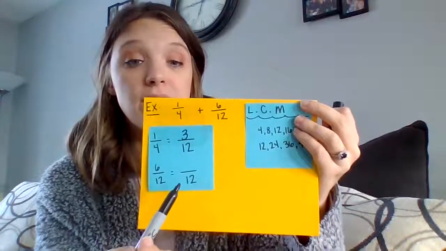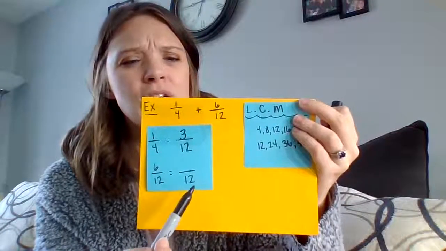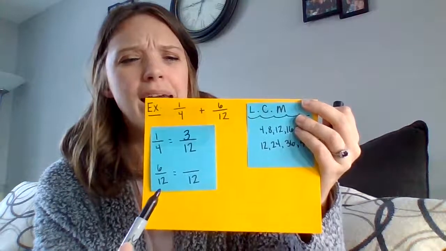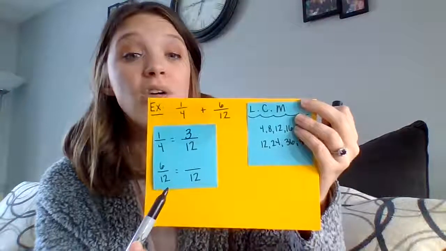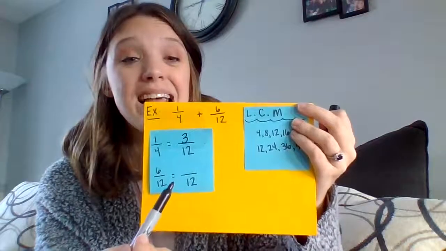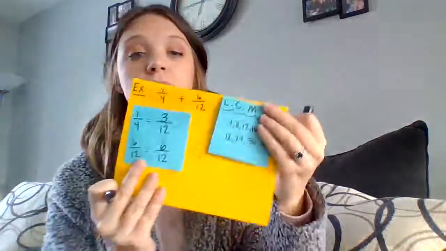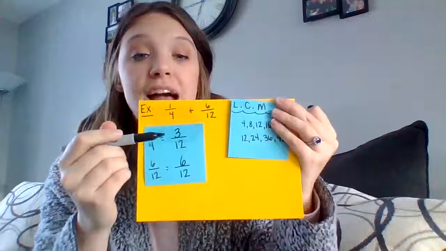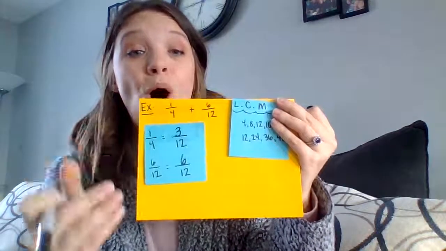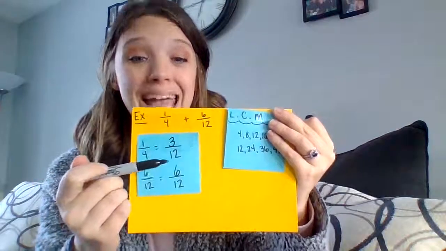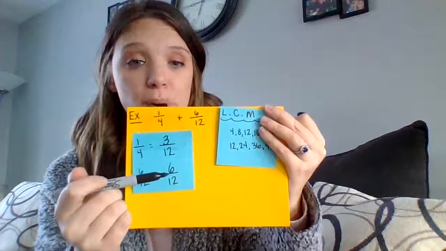Now 6/12. Well, notice that my denominators are the same. So how did I get from 12 to 12? I multiplied by 1. So if 12 times 1 is 12, 6 times 1 is 6. Now I have my equivalent fractions. Now the denominators, or the units, are the same. So now I can add 3/12 plus 6/12.